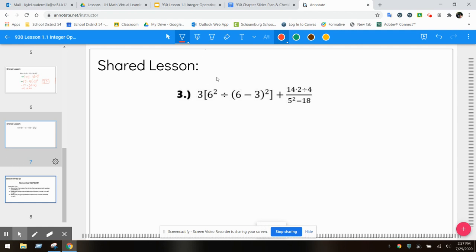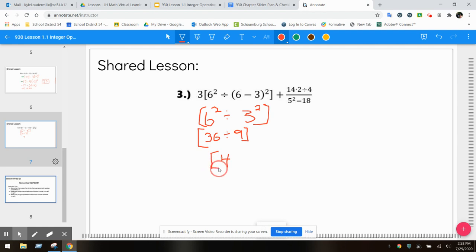So within the bracket on the left, I have 6 minus 3 inside parentheses. So I'm going to do that first. I get 3. I have 3 squared. I have 6 squared. And then I have this division sign. It's all inside the brackets. That's all I'm rewriting so far because I don't want to rewrite everything. 6 squared is 36, divided by 3 squared, which is 9. So now I have that inside of brackets. 36 divided by 9 becomes 4. So now I took all of that and rewrote it as 4.